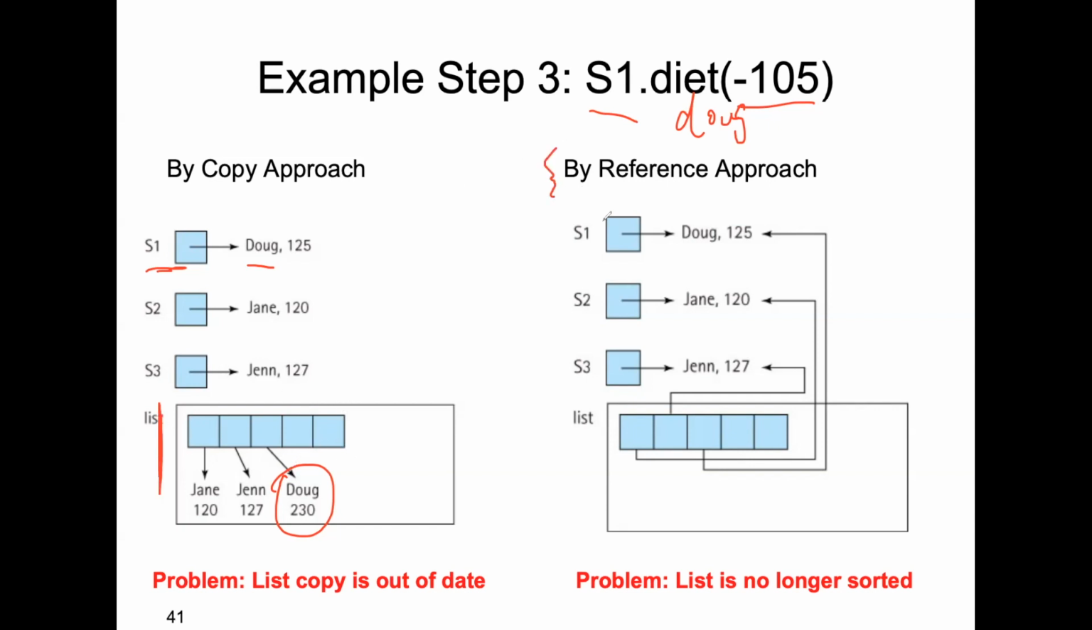Let's look at the by-reference approach. The good news about this is that if Doug's weight changes, that value would have been changed as well inside this list. Because remember, S1 is stored inside this area, and that object refers to the same object as on the outside. So this is all good. However, our list of references is out of order because Doug, instead of being at 230 pounds, is at 125 pounds. So again, there are pros and cons with either approach. Let's talk about which approach is better.